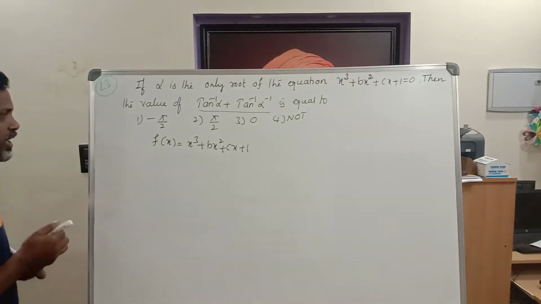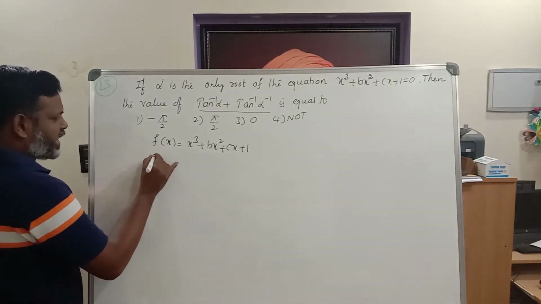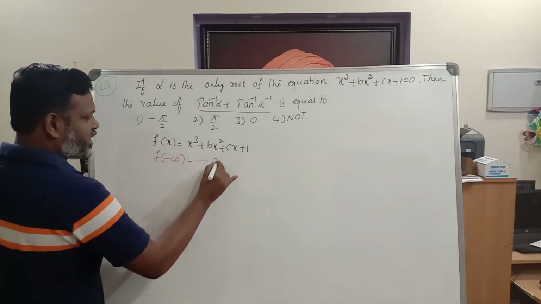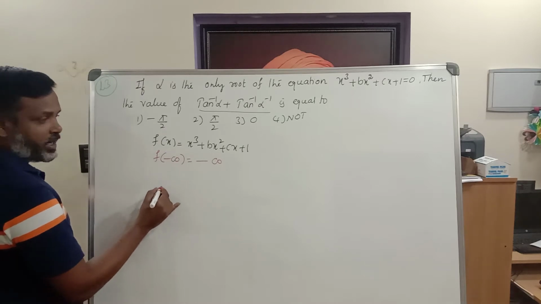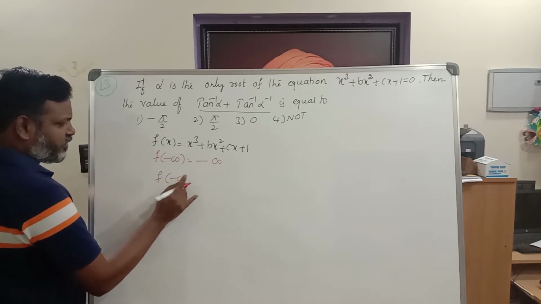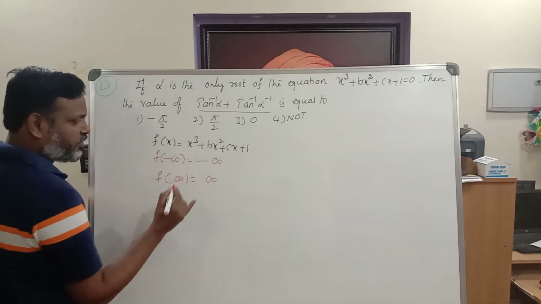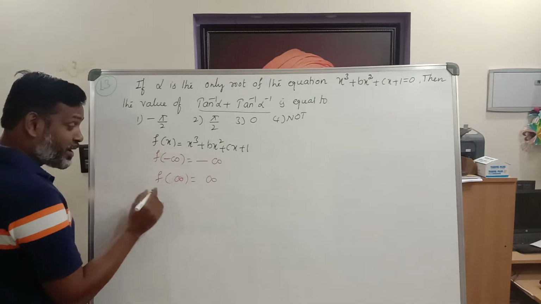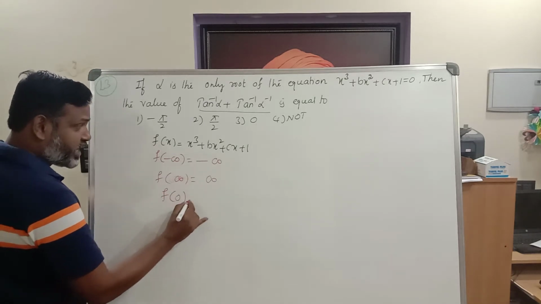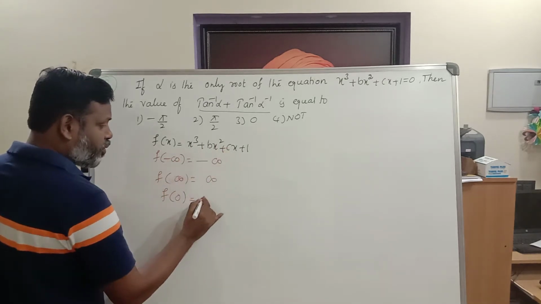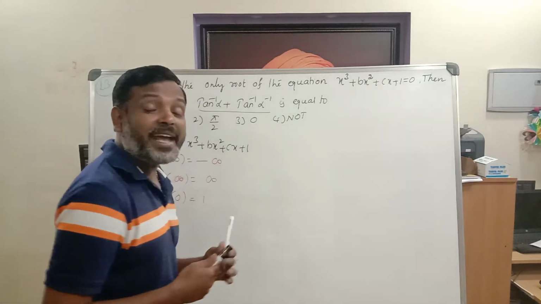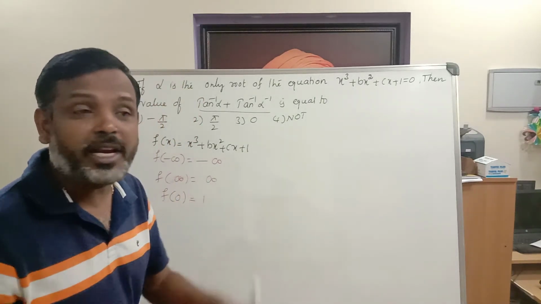Now we need to check f of minus infinity. F of minus infinity obviously becomes minus infinity. Alright. F of plus infinity is obviously plus infinity. And between minus infinity and plus infinity there is 0. What is f of 0? F of 0 becomes 1. Okay, now we can draw a graph to see where exactly the real solution exists.